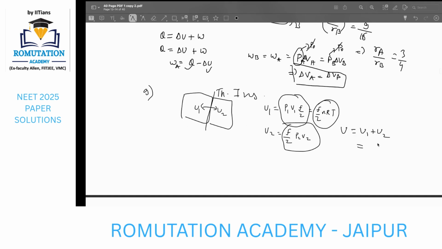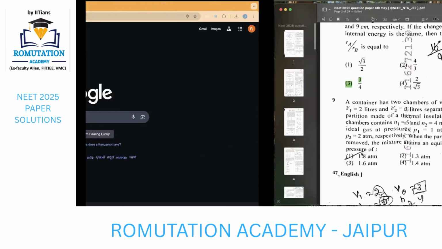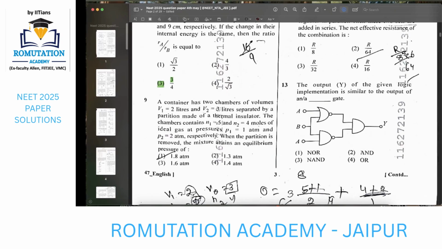If I use that fact, I know the final case will look like F by 2 P final V final, which should be F by 2 P1 V1 plus F by 2 P2 V2, right? And the number of moles are also given, so everything is in place.